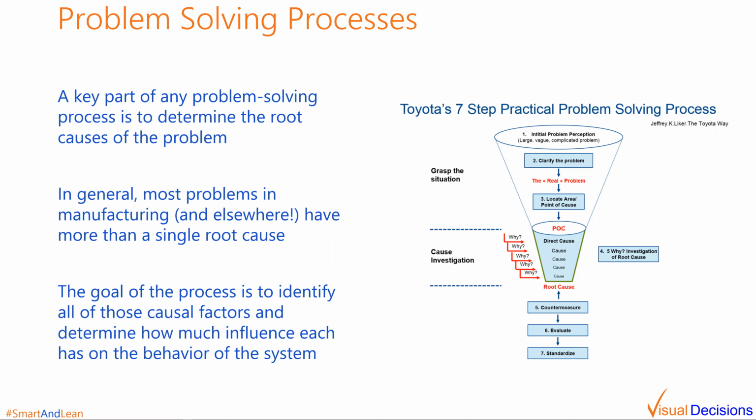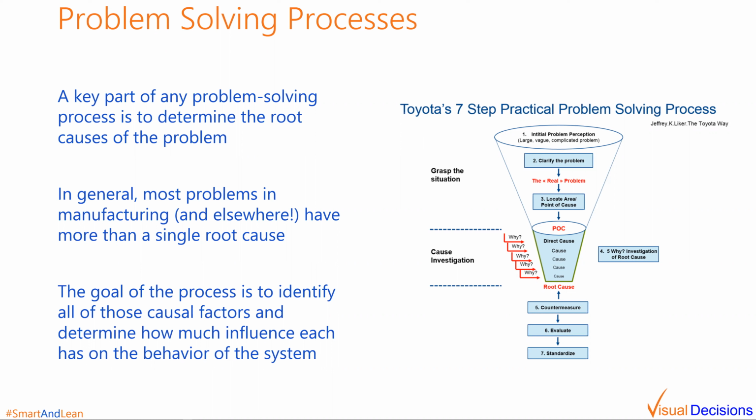What is the problem solving process? The graphic on the right side is from Jeffrey Liker's seminal book, The Toyota Way. It walks through Toyota's practical problem solving process. It begins with the general identification of an issue within the plant. The next several steps work to clarify the nature of the problem itself, and then perform root cause analysis to identify the reasons why the problem is happening. At this point, solutions are identified and put into place and then evaluated and standardized.